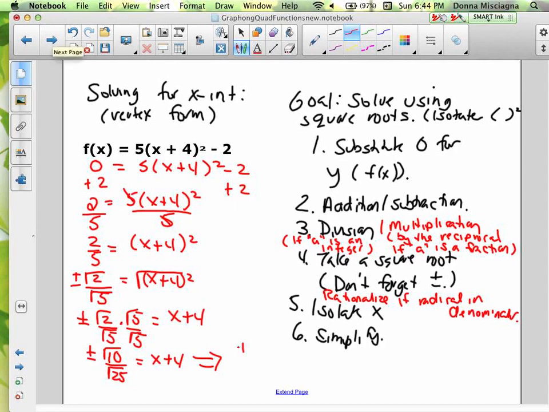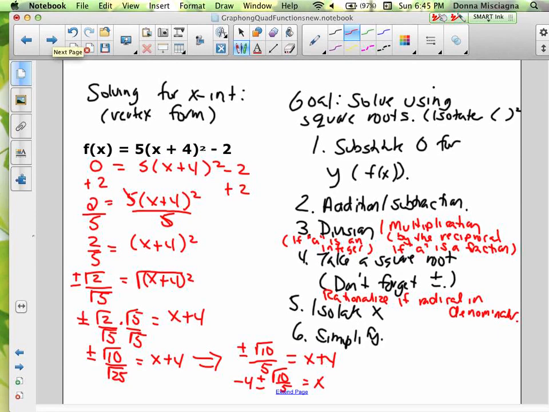All right, so the square root of 25, that's 5. So now I've got plus or minus the square root of 10 divided by 5 equals x plus 4. And now all I have to do is subtract 4 from both sides. So x is going to be equal to negative 4 plus or minus the square root of 10. I didn't extend the page. I didn't need to. I didn't want it to just start moving. All right, so that's going to be negative 4 plus or minus the square root of 10 divided by 5.